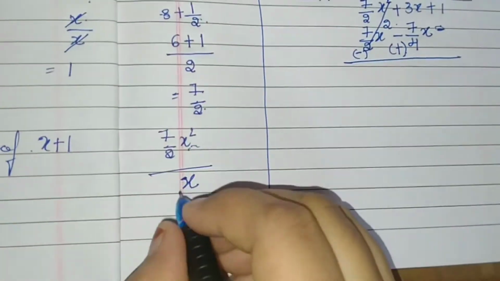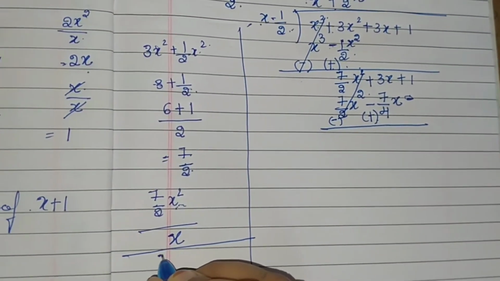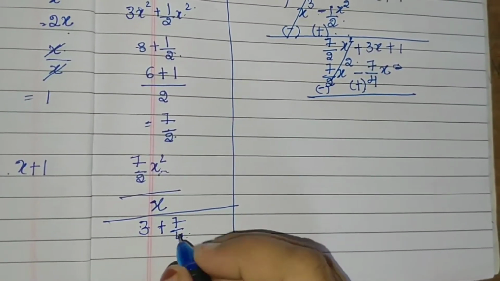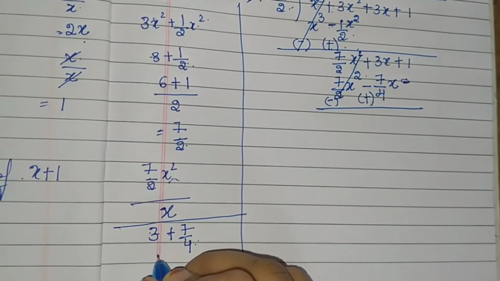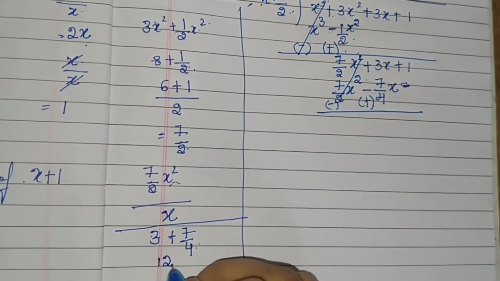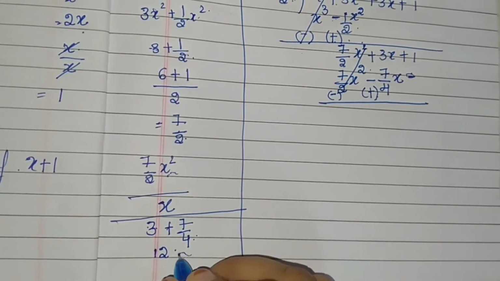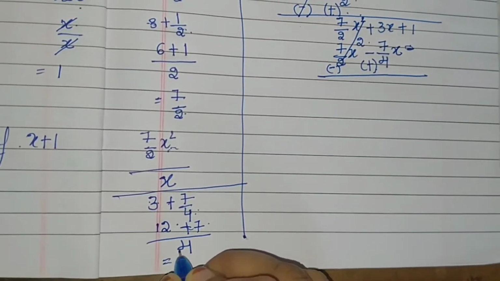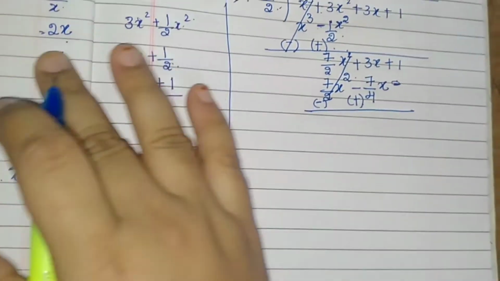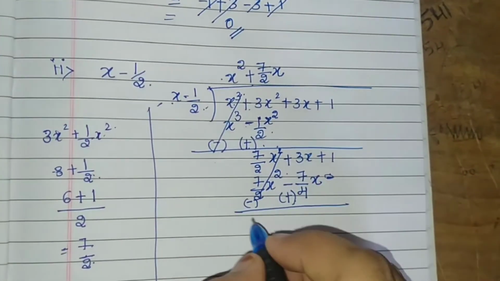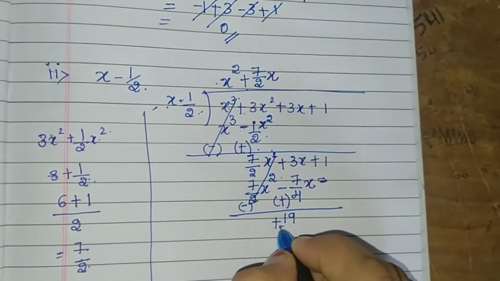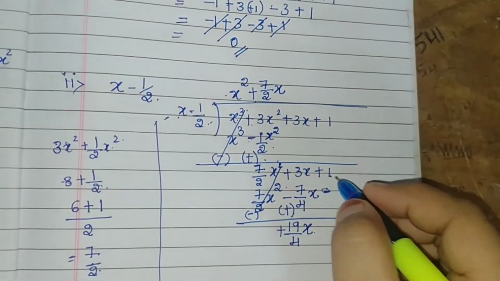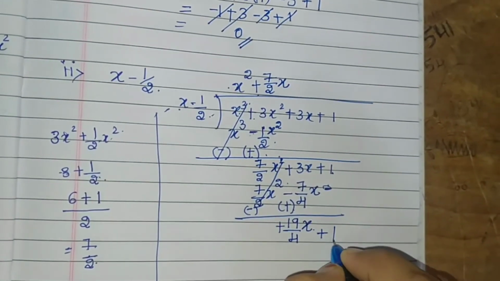The same thing you have to repeat. That means you have to remove the LCM over here. That is 3 plus 7 by 4. Cross multiply this. What are you going to get? 4 3s are 12, isn't it? So 12 plus 7 divided by 4. So this will be equals to 19 divided by 4. Okay, so the answer what you are getting over here is plus 19 by 4x. Okay, so plus 1 is there. This plus 1 I am going to take over here.